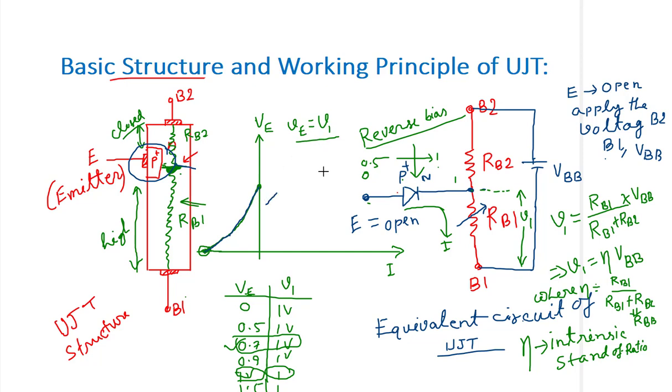So V equal to V1, the current will decrease. Then the diode terminal has some cut-in voltage.